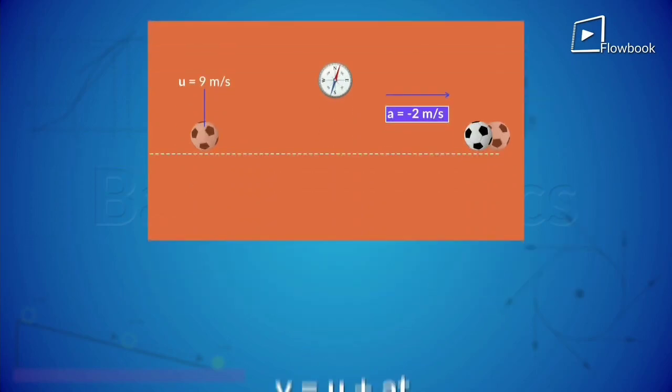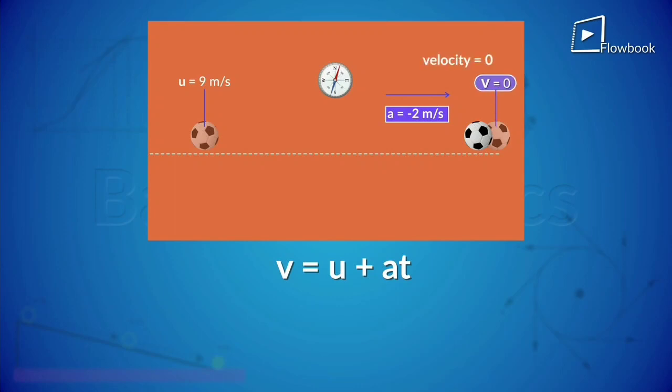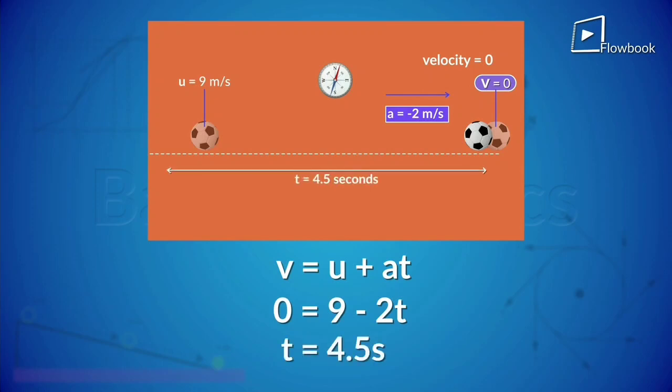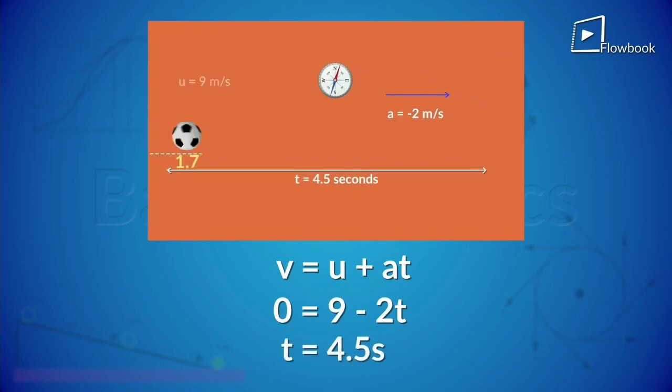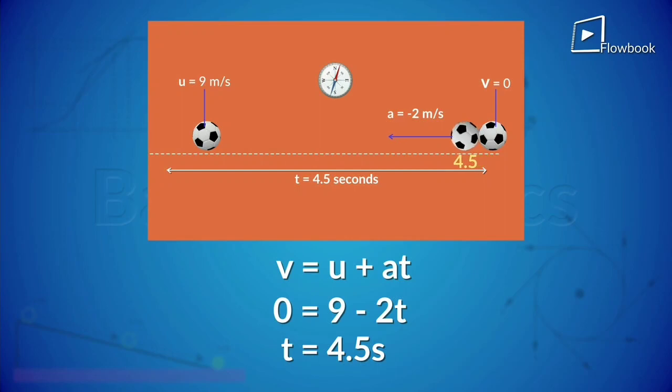Well, for that we have v = u + at. Now, we're saying the ball will come to rest at some point. So that means the final velocity v should be 0. And substituting the values in v = u + at, we get t as 4.5 seconds. That means the ball is slowing down and it will come to rest at 4.5 seconds and will start its motion backward in this direction.